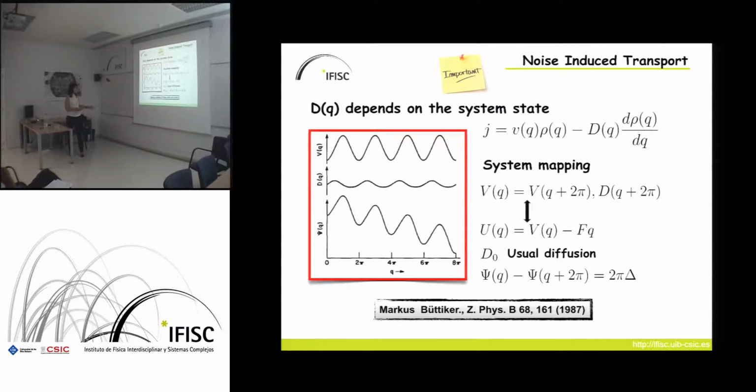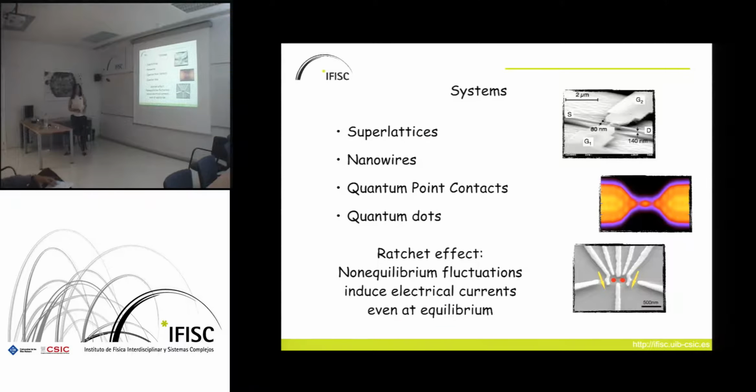As Maxi said, one can find more information for one-dimensional systems in this work, for instance, classical. This has been proved in quantum systems as well: superlattices, nanowires, quantum point contacts, quantum dots. And in the end we can see this as a ratchet effect in which non-equilibrium fluctuations are able, under some conditions, to induce electrical currents at equilibrium in these devices.